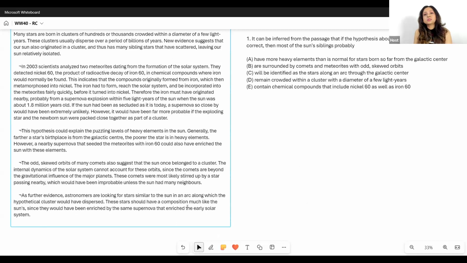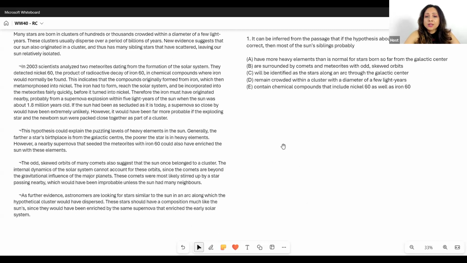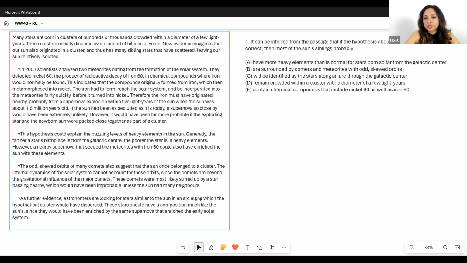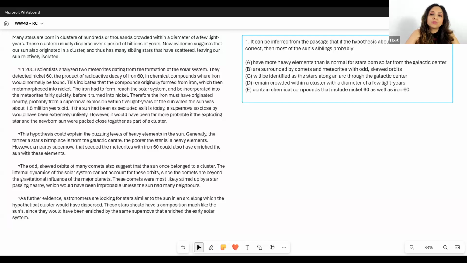So what we know about the sun's siblings is, one, that they would have dispersed along the arc, right? The stars similar to the sun in an arc along which the hypothetical cluster would have dispersed. So we know that they would have dispersed in an arc somewhere, and that their composition would have been pretty similar to that of the sun, because the supernova would have given those heavy elements to them also, even though they all originated quite far away from the center of the galaxy. Okay. Now, options, what can we infer about the sun's siblings? So this is an infer question.